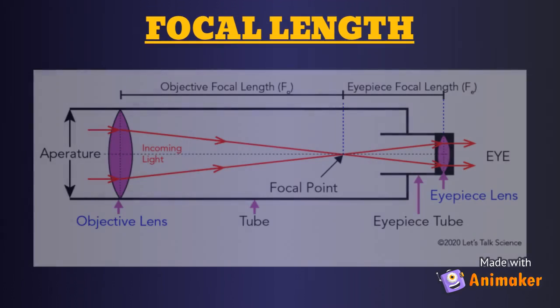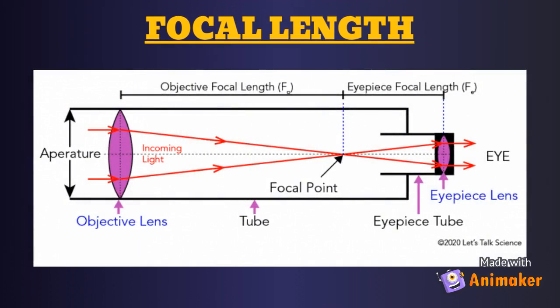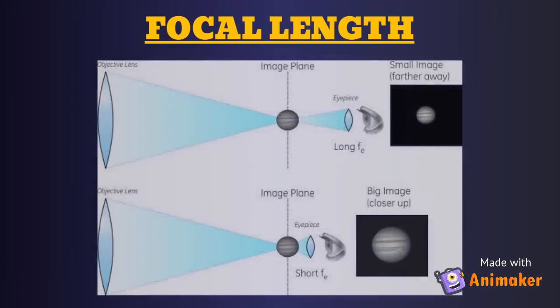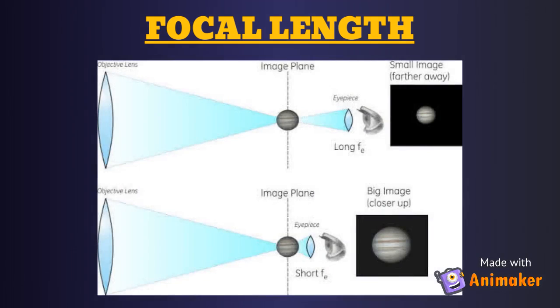Focal length. The distance from the objective to the focal point is the telescope's focal length. Focal point is the point inside the telescope tube, where the light comes to a focus. A telescope with a long focal length will produce a large, but faint image at its focal point. One with a short focal length will produce a smaller, but brighter image.